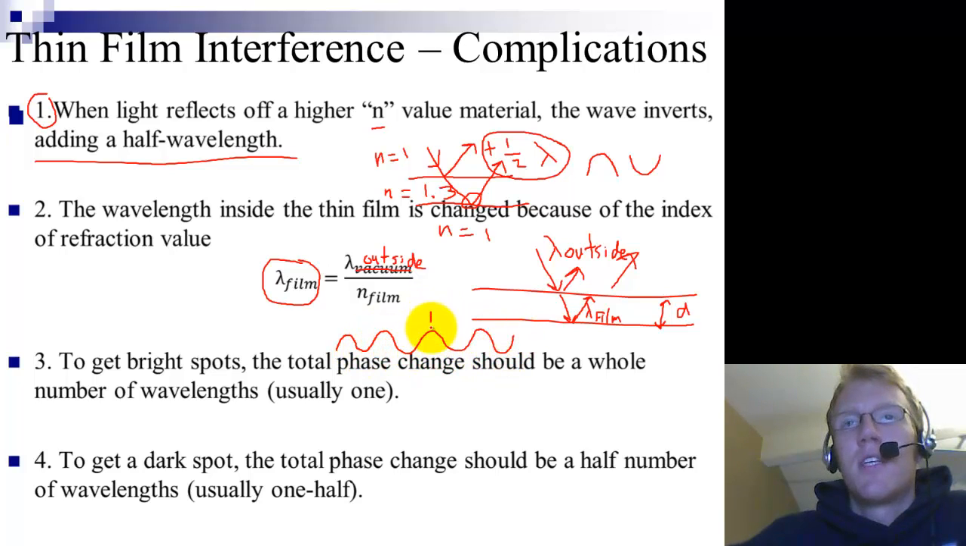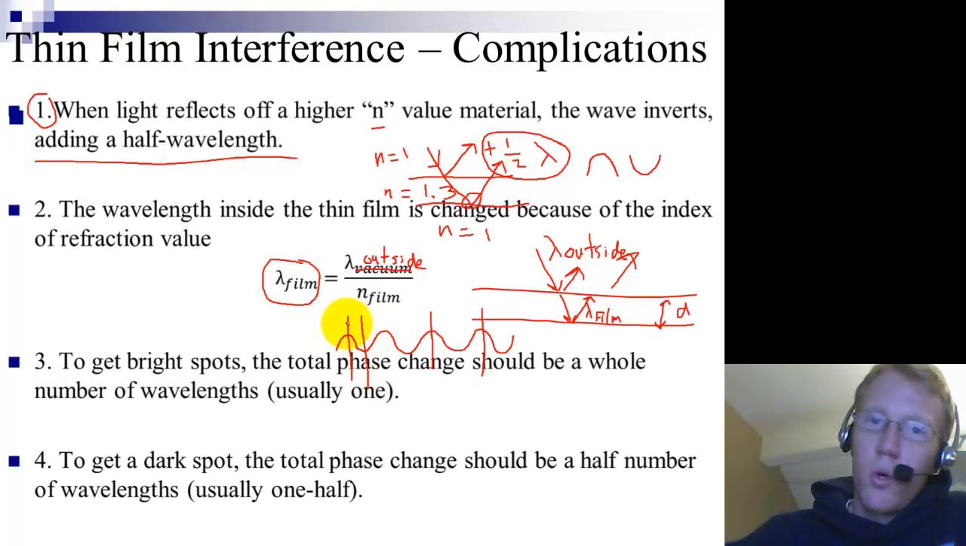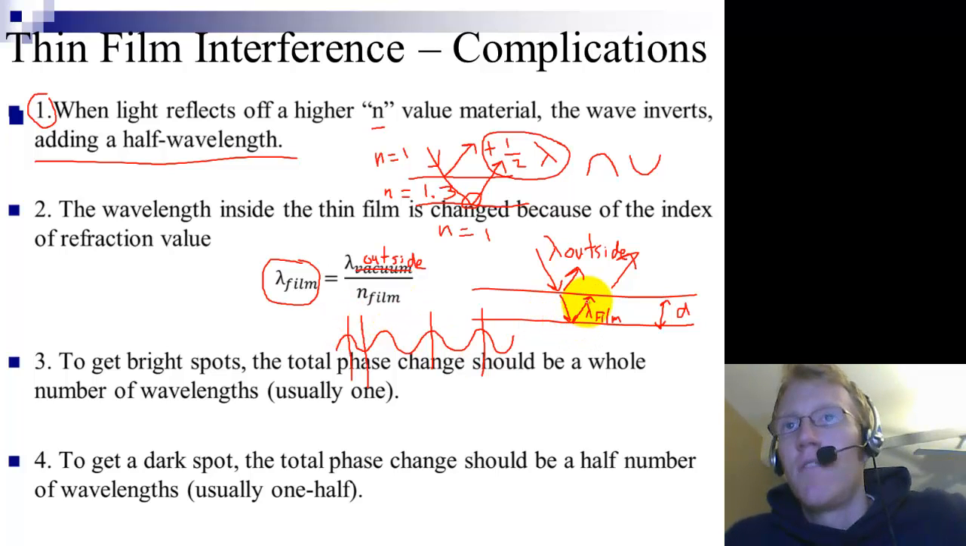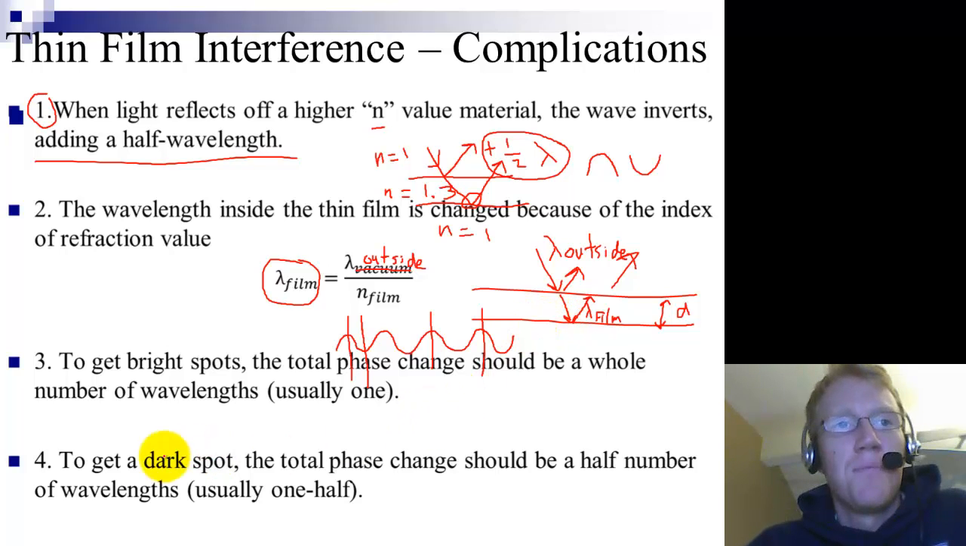So if the thickness of the film is like that, on the way in, it picks up 1/2 a wavelength, and then on the way out, it picks up another 1/2 of the wavelength. Or maybe the thickness of the film is only 1/4 of a wavelength. Then it picks up 1/4 on the way in and 1/4 on the way out. So as the wave travels through the thin film, it's going to pick up some portion of a wavelength, or maybe more than one wavelength.